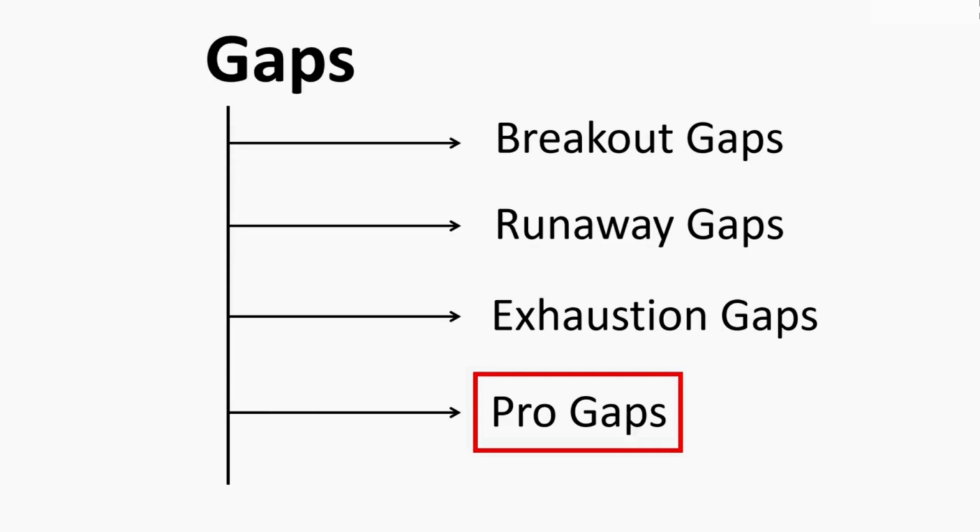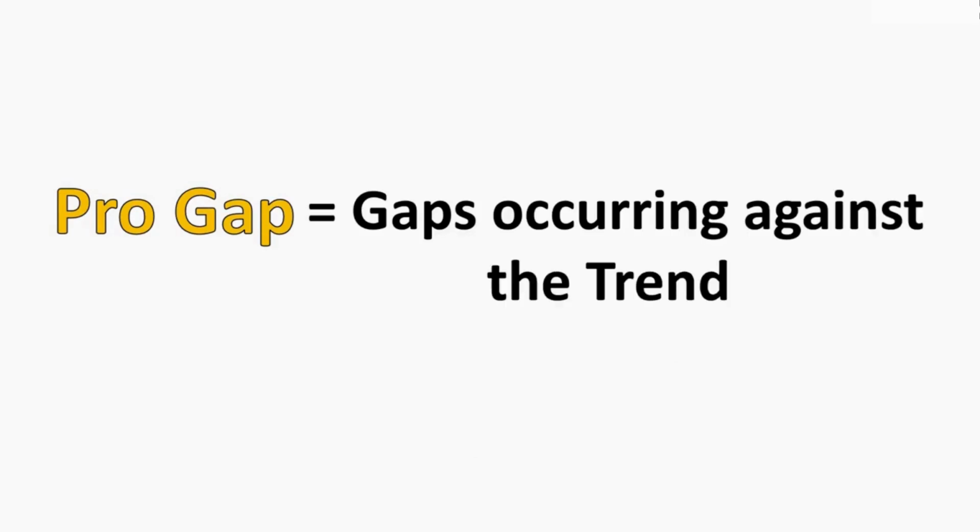Alright, so let's start by understanding the pro gaps. These are the types of gaps that occur against the trend of the market. There are two trends of the market, the uptrend and the downtrend. And the gap that occurs against the main trend is called the pro gap.